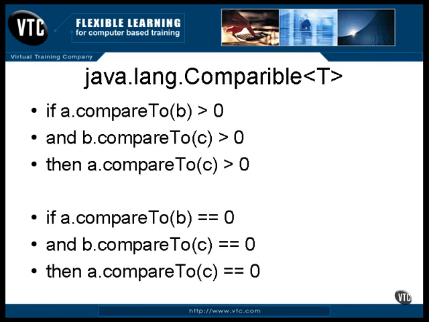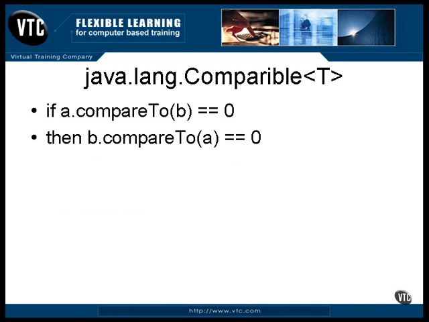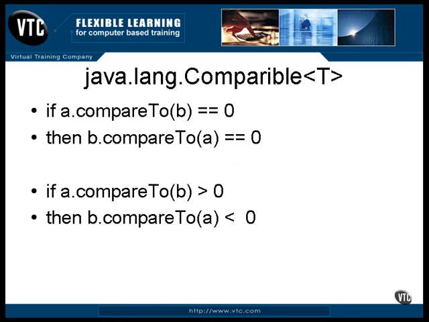And this also must be true. If A is equal to B and B is equal to C, then A must be equal to C, and the comparison must work both ways. If A is equal to B, then B must be equal to A. And there's one more. If A is greater than B, then B must be less than A.